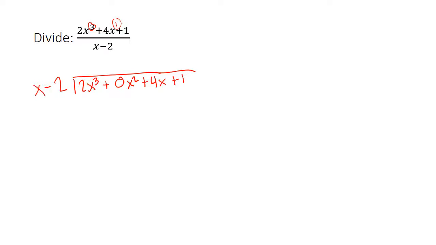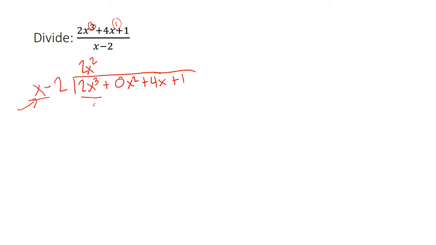Now to start out, it's very similar to regular long division. We look at our very first piece, and we look at the very first piece of our divisor and say, how do I make this look like this? Well, x times 2x squared is going to give us 2x cubed. So we will put 2x squared right here.